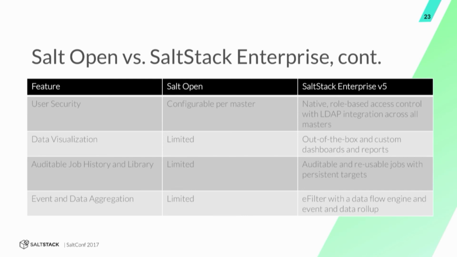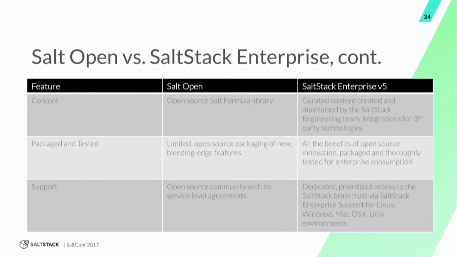User security on the open side is of course configurable per user, which can become quite tedious over time. Whereas within enterprise, it's native role-based access control, as we just mentioned. And then again, data visualization, auditable job history, and the library itself, and the event aggregation on the open side is a little limited, whereas on the enterprise side we're able to store all of this content within a database. It really does provide us with a new view into our infrastructure to be able to do things a little bit differently.